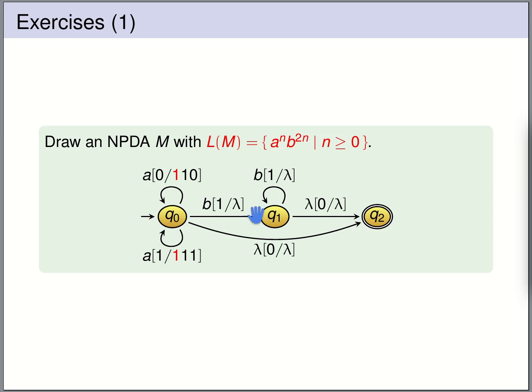And then the rest of the automaton is unchanged, meaning that we have to read 1 b for every 1 on the stack. Since we've added 2 1s for every a, it means that we have to read twice as many b's as a's, giving rise to the language a to the n, b to the 2n for n greater or equal 0.